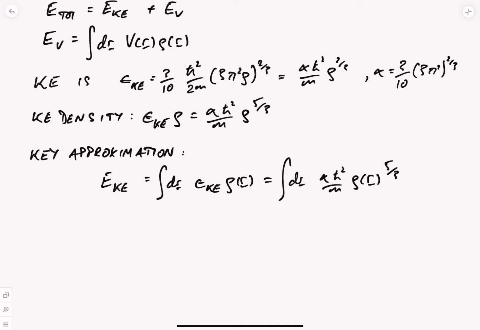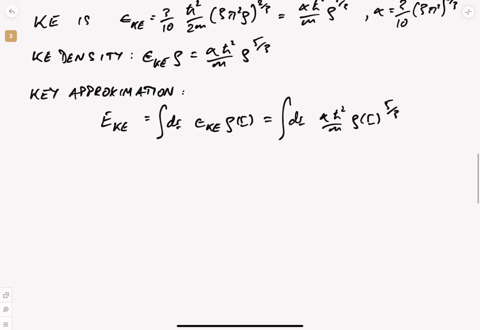It allows us to calculate various properties of the system, and it's a local approximation, so it's assuming that the energy at each point is determined by the density at that point. This is something that we will come to see again when we get to density functional theory.